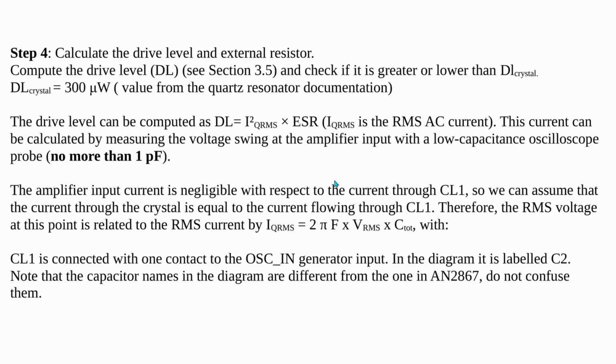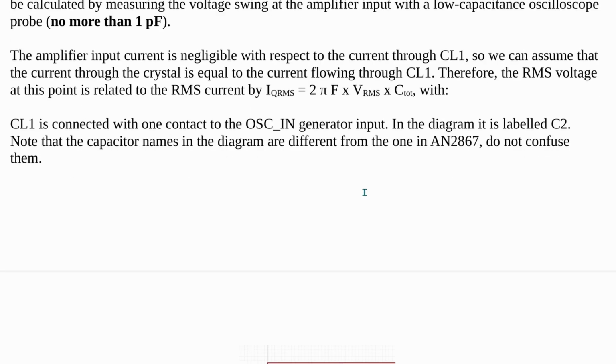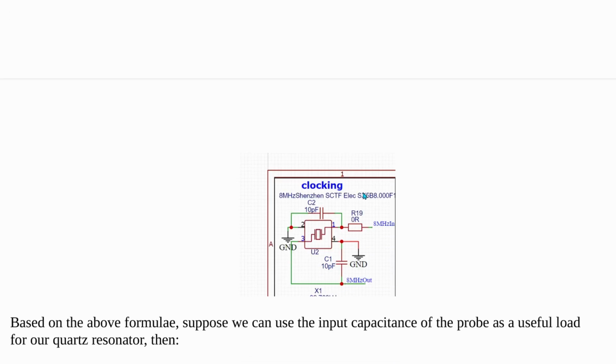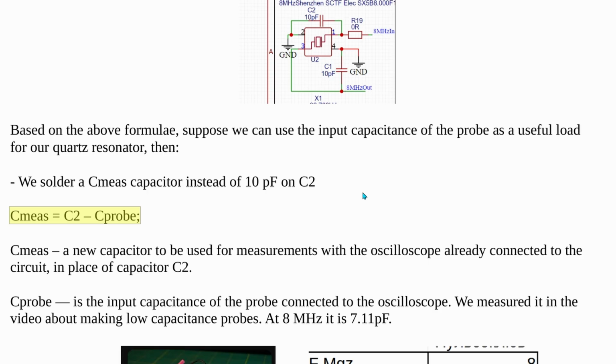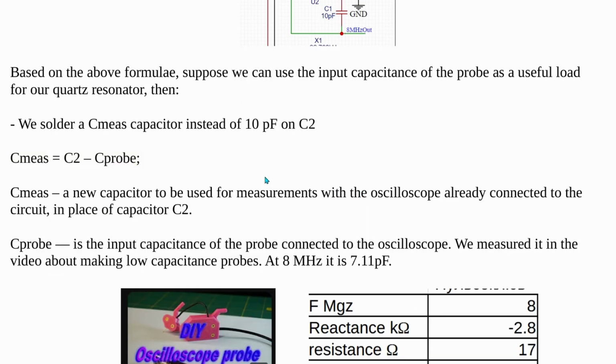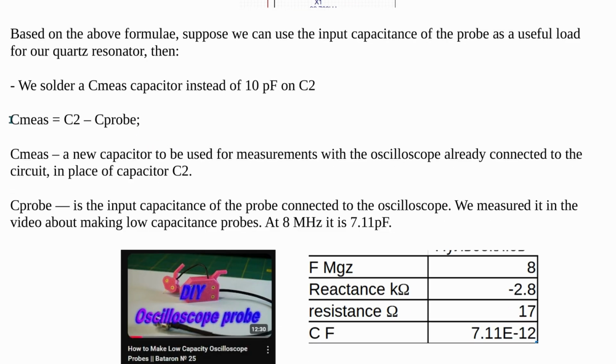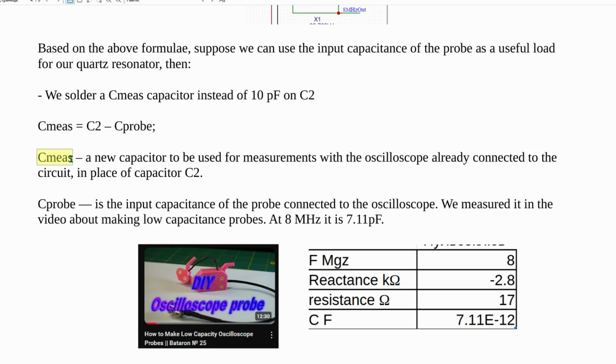But as we know, we couldn't make a probe with 1 picofarad. So let's use our brain and the theorem of equivalent transformations. Let's replace the load capacitor C2 at 10 picofarad with the capacitor C mesh. C mesh equals C2 minus C probe. C mesh is a new capacitor to be used for measurements with the oscilloscope already connected to the circuit in place of capacitor C2. C probe is the input capacitance of the probe connected to the oscilloscope.